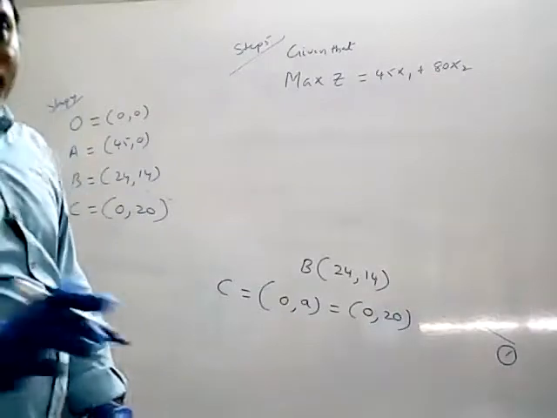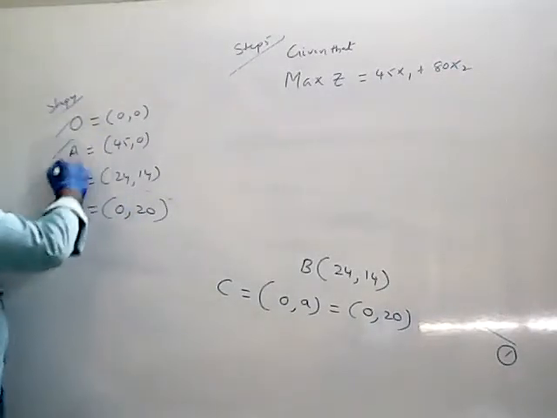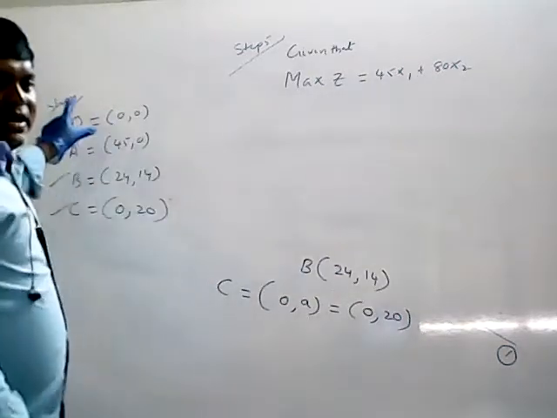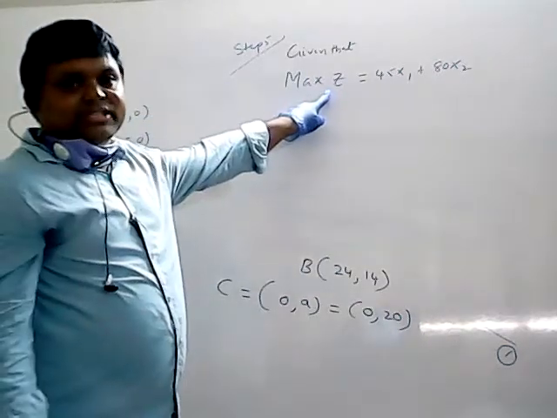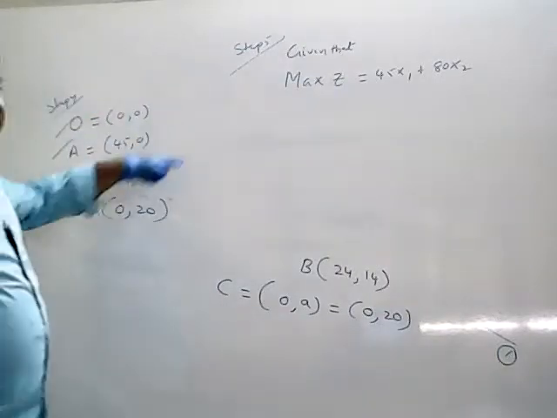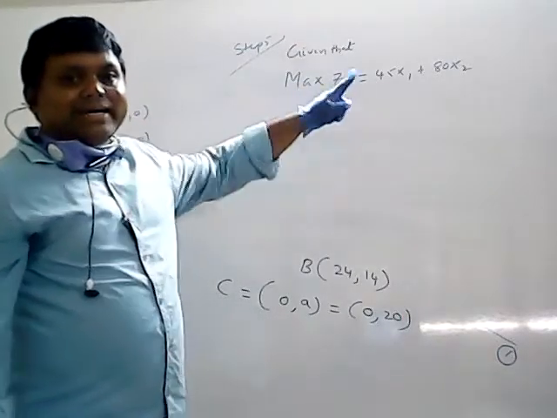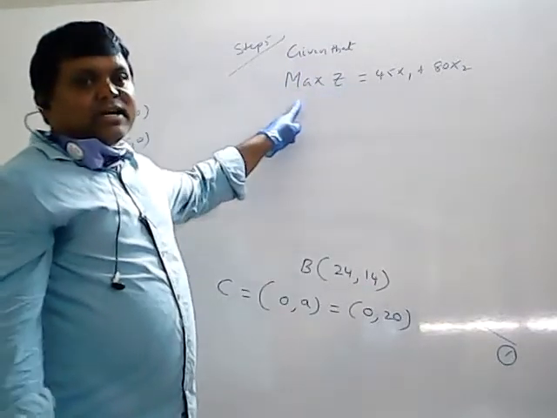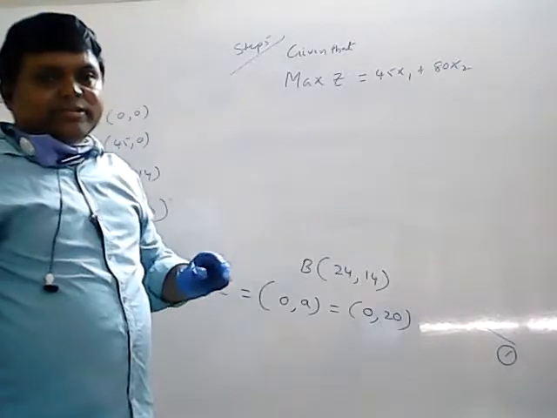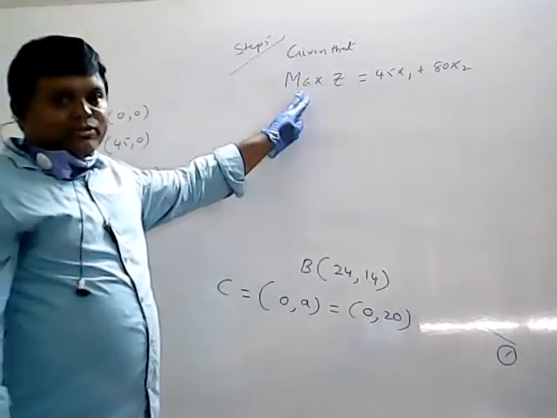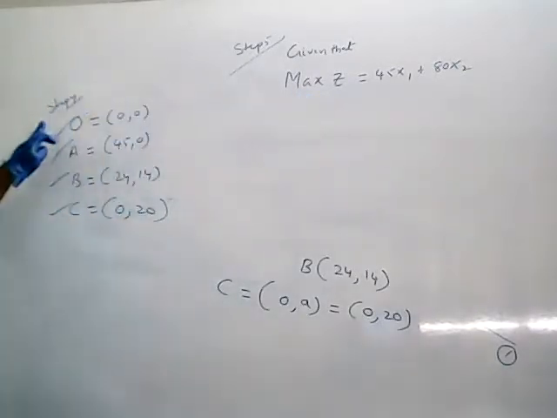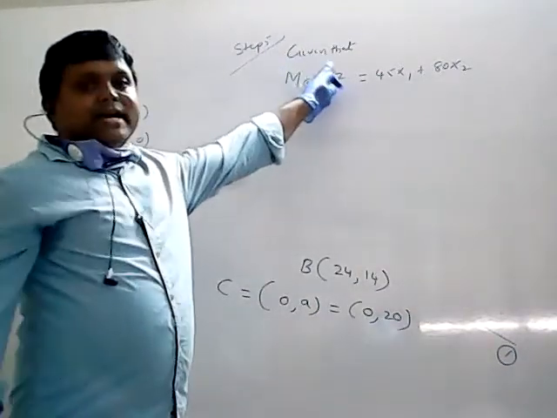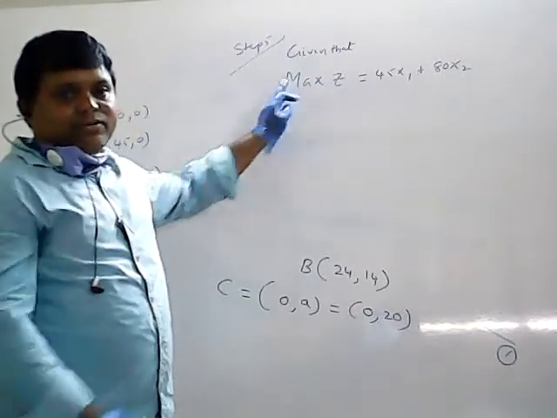Now how many corner points did you get? O, A, B, C. So step number 5 is to substitute these corner points in the objective function and identify the maximum or minimum value. This model is maximum, so identify the maximum value. That is step number 5: identify your objective function, substitute these corner points in it, and identify the maximum value. So I am substituting.